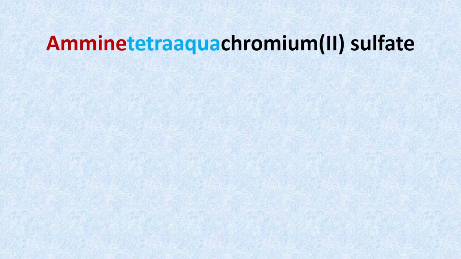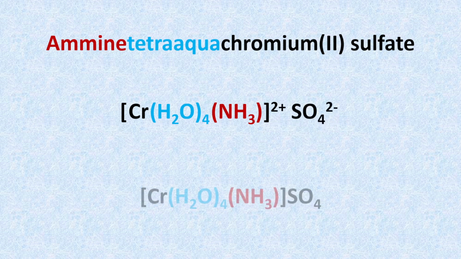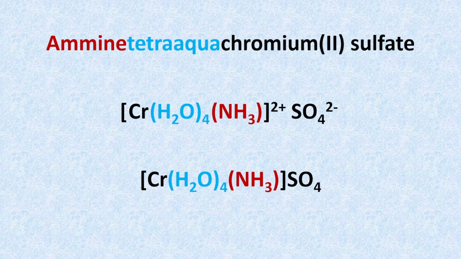In this complex, there is 1 amine ligand, 4 water molecules and chromium in a +2 oxidation state. Both amine and water are neutral ligands, so the +2 charge of the metal will be acquired by the coordination sphere itself. And there is a sulfate outside the coordination sphere. Now balance the cationic and anionic part using the crisscross method to get the chemical formula.